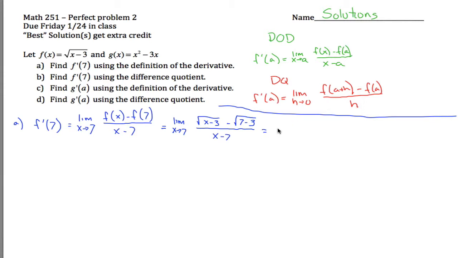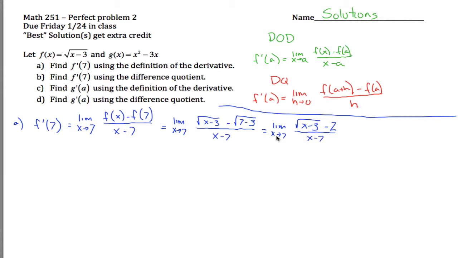And if you take this one step further, just clean things up, leave my limit alone here, leave the square root of x minus 3 alone. This term over here, 7 minus 3 is just 4. Square root of 4 is just 2. So I can simplify to get this thing to look like this. And the good news here is this is a limit that we can figure out. This is very similar to problems we've done already. We can evaluate this limit.